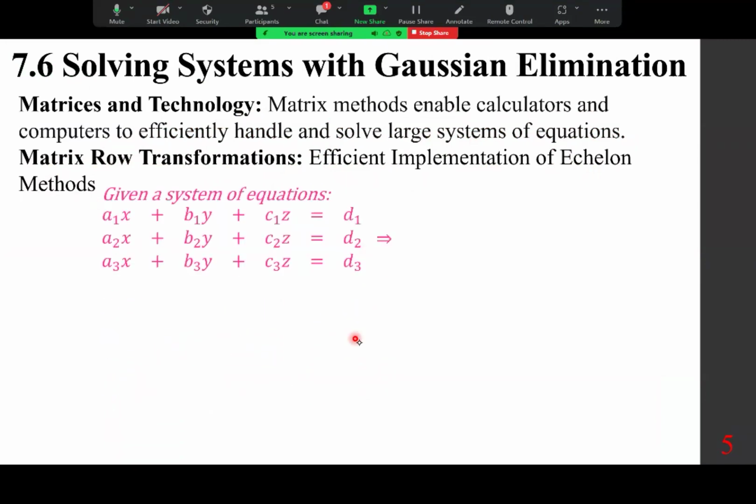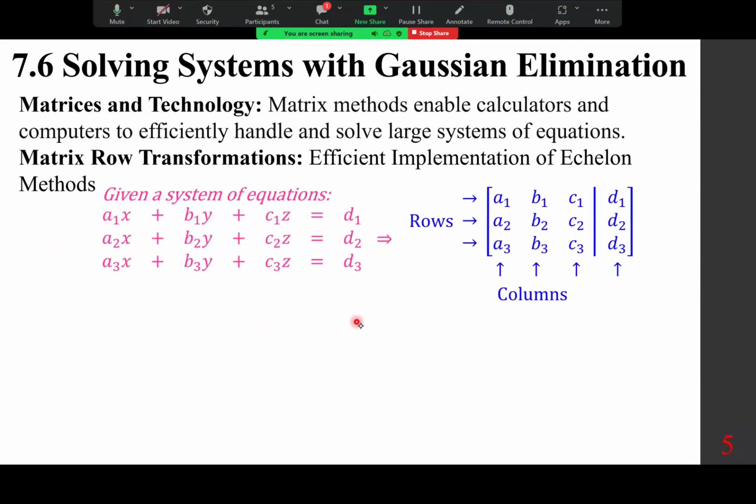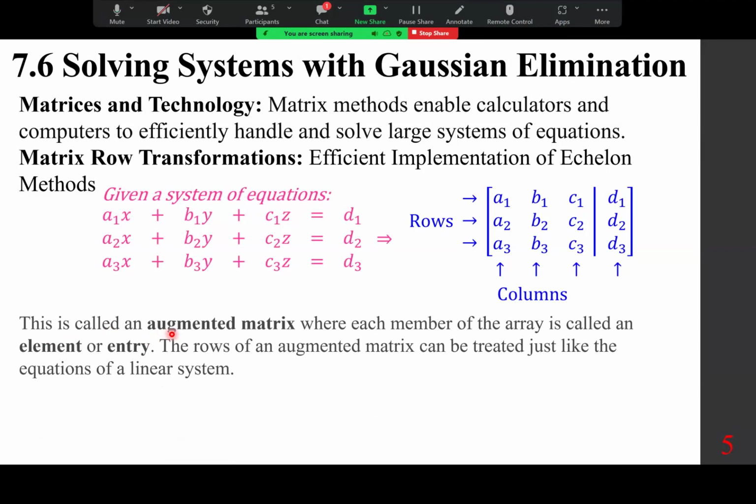So here's an example of a system of equations: A sub 1 x plus B sub 1 y plus C sub 1 z equals D sub 1, and the second and the third equation, where A sub 1, B sub 1, C sub 1, D sub 1, and the rest of them are all numbers. So we can just write these numbers together in the following manner. We don't write x, y, z, we just write the coefficients, these columns, and these are the rows. This is the coefficient matrix, and this is the constant matrix. This is called an augmented matrix, where each member of the array is called an element or entry.